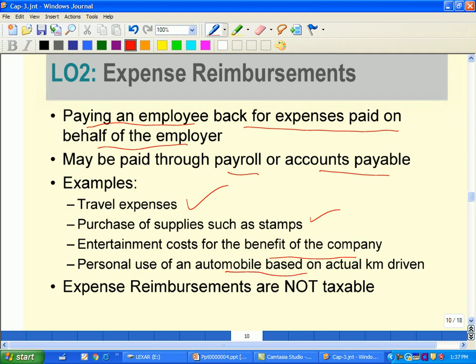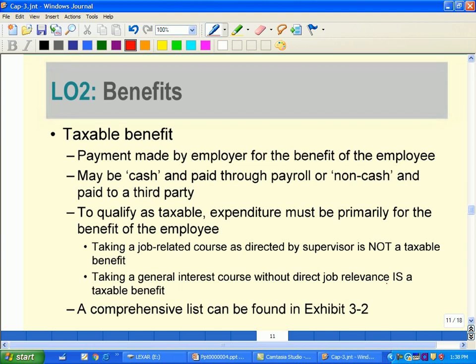Personal use of an automobile is based on actual kilometers. There are various policies on how much per kilometer we can reimburse them, okay, because the car is not only gas, there is insurance, there is depreciation of the car. Okay. So, reimbursements are not taxable, okay, because the employee has done these things for the sake of the company. Okay. Thank you. Now, benefits.